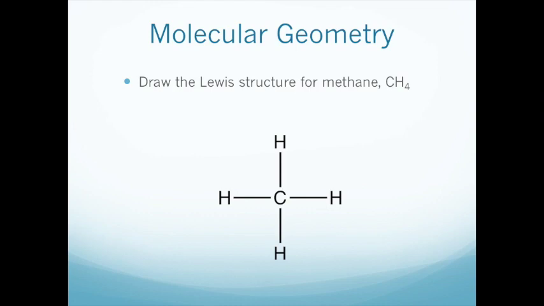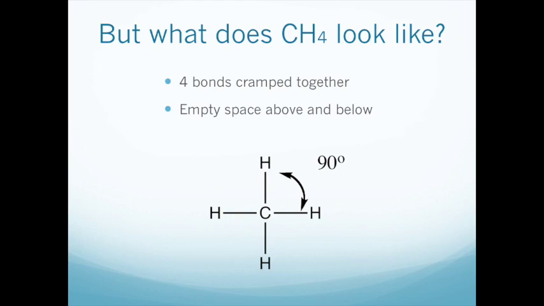Now, this brings us into molecular geometry. Up to this point, we've talked about the electron configurations, but we haven't talked at all about the structure of these molecules and what they look like in three-dimensional space. If we look at the methane molecule, CH4, and we have the hydrogen bonds pressed into a flat plane, then there's a 90-degree angle between them, and they are a bit cramped together, and there is empty space above and below the plane. This doesn't seem like it would be the most stable configuration.